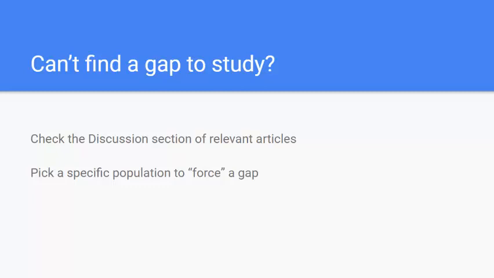If you still can't find any kind of gap, you can pick a specific population. If the scientific community has studied the heck out of some specific combination of a disorder and a behavior, for example, you can pick a specific population, like I want to study this disorder and behavior in female Asian American adolescents, and that should get you a gap.